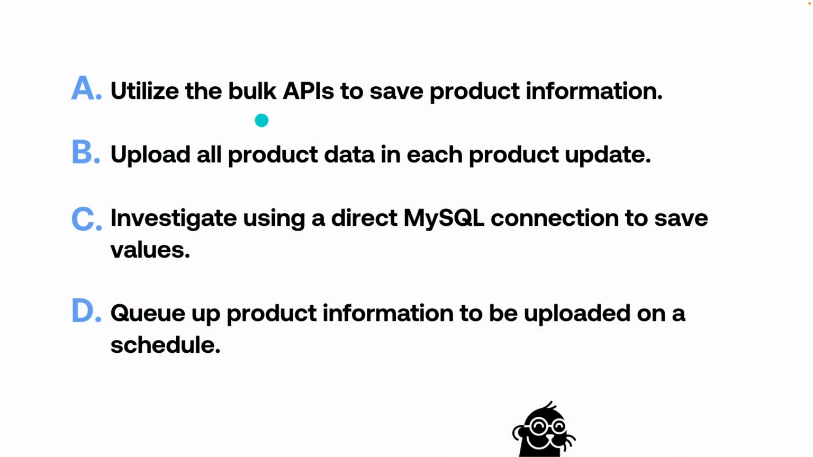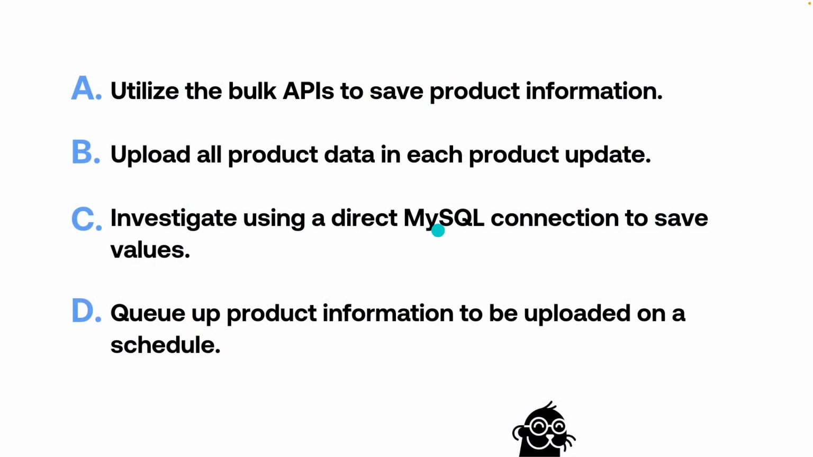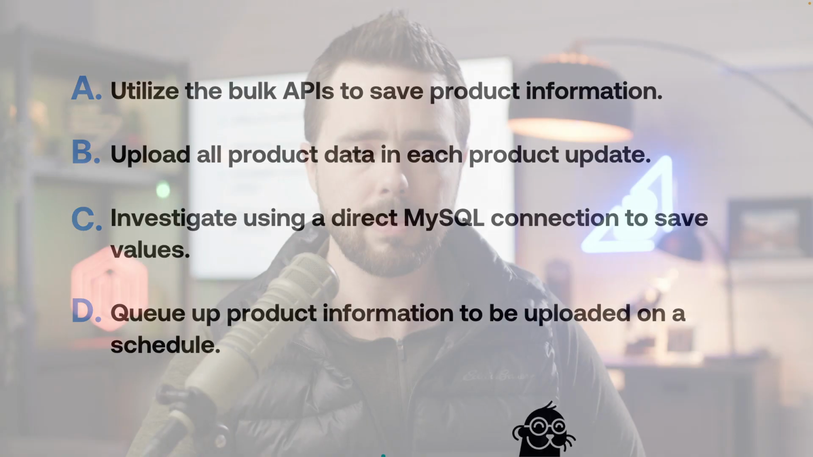A, utilize the bulk APIs to save product information. B, upload all product data in each product update. And that would ensure that product data never goes stale in Magento. C, investigate using a direct MySQL connection to save values. Or D, queue up product information to be uploaded on a schedule.